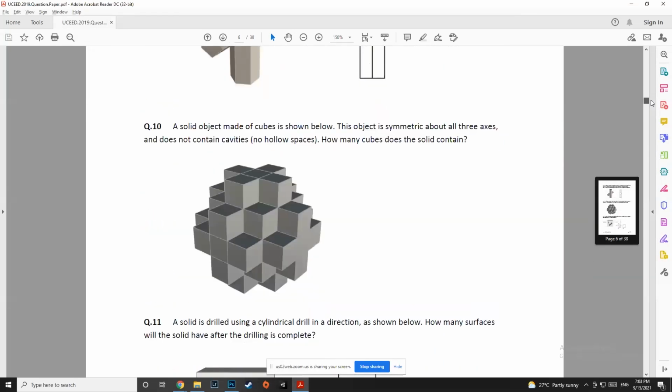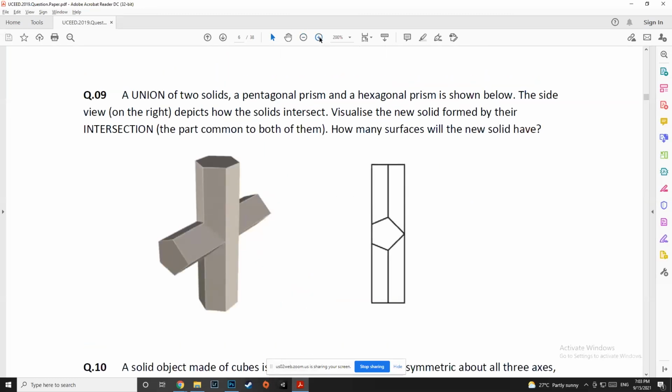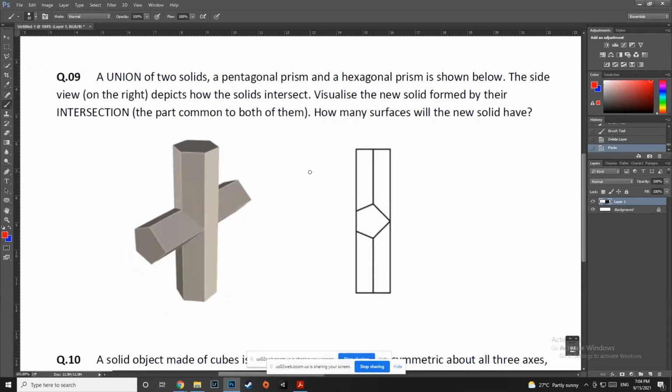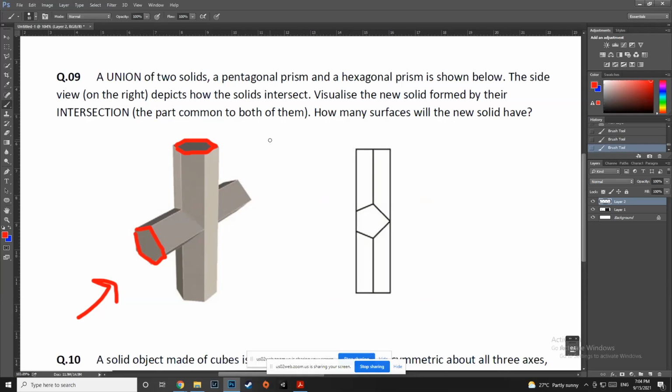Now let us check out something called surface counting. Let's do this one. A union of two solids, a pentagonal prism and a hexagonal prism. You can see that the hexagonal prism is here, and the pentagonal prism is here. And the side view of this is what you see here. The side view on the right depicts how the solids intersect. Visualize the new solid formed by their intersection, which is the common part to both of them. How many surfaces will the new solid have?